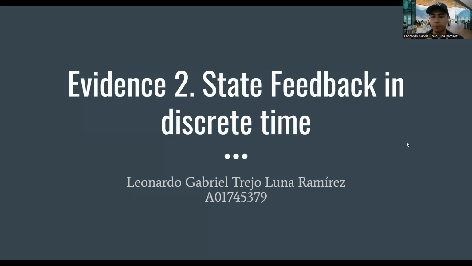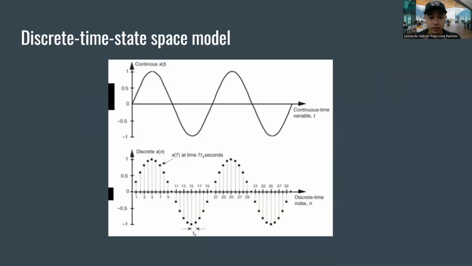My name is Leonardo Trecoluna, and today I'm presenting my evidence on how I design state feedback in discrete time. First of all, we have to define what a discrete time state space model is. Basically, it is a system that provides the same type of linear difference relations between the inputs and the outputs as the linear ARX model, but they are rearranged such that there is only one delay in the expression.